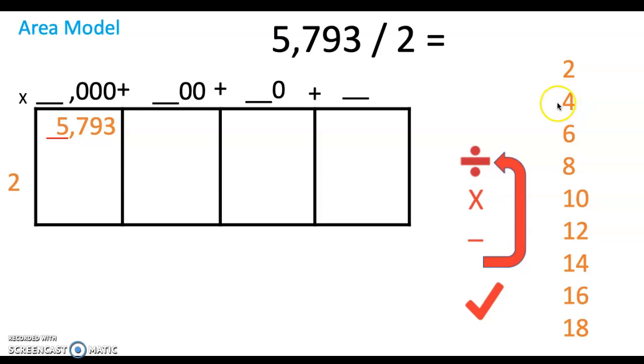The closest we could get is 4. We skip counted 2 times to get there. But that 2 is worth 2,000. So when we go to multiply, 2 times 2 is 4, plus 3 zeros gives us 4,000. When we subtract, we would be left over with 1,793, which we'll bring on into our next place value.